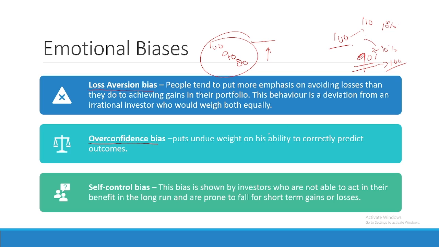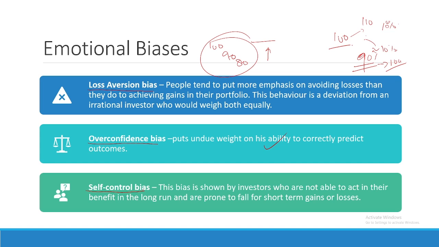Overconfidence bias is simply putting undue weight on your ability to predict the outcomes correctly. One has to understand the fact that all the outcomes are a probability, and there are no guaranteed outcomes in the market.